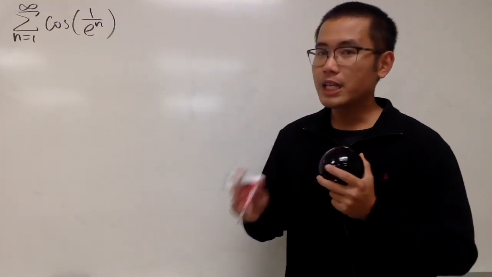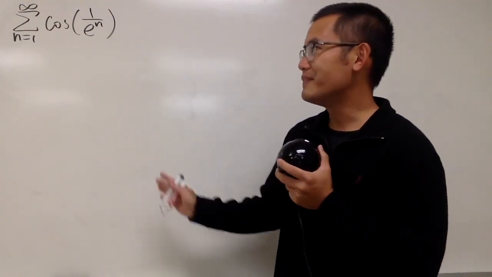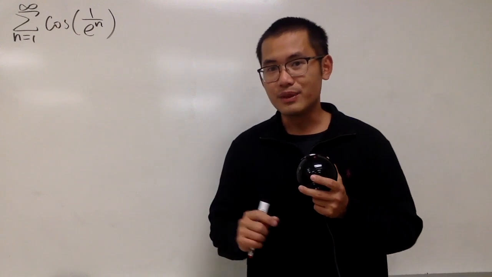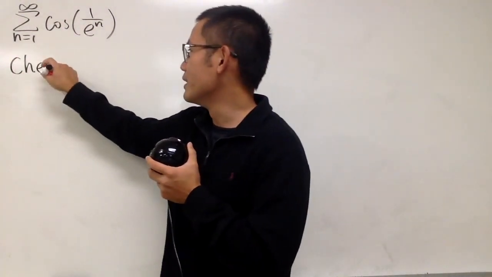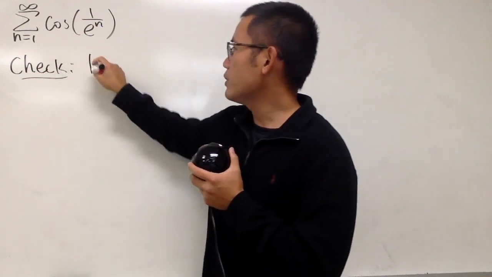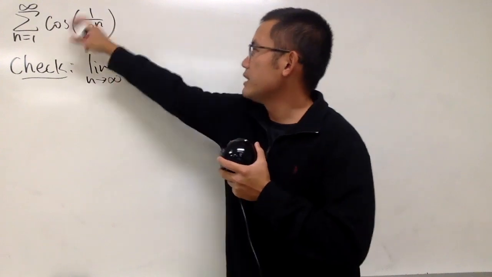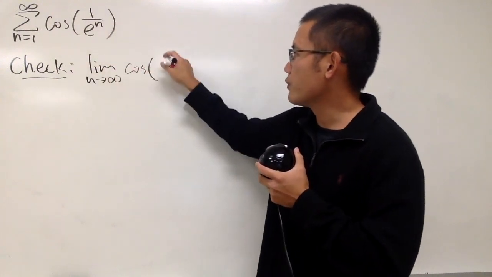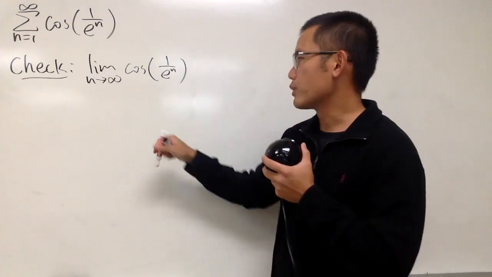So here's the deal. Keep in mind, cosine of 0 is equal to 1. And in fact, if we do the test for divergence, that's it, right? So that's exactly all we have to do. So here is the check. Let's go ahead and take the limit as n goes to infinity. And we're looking at the a_n part only, which is cosine of 1 over e to the n.